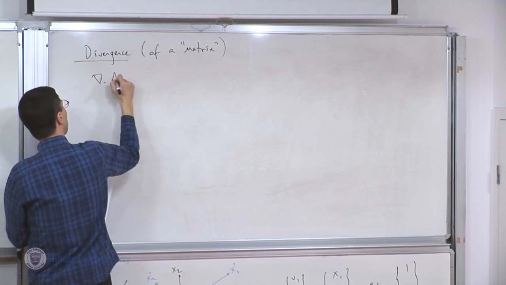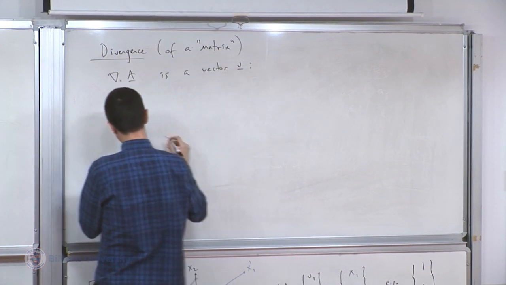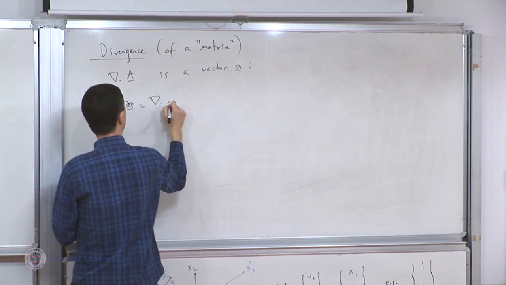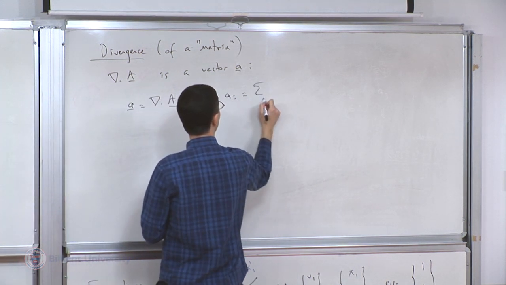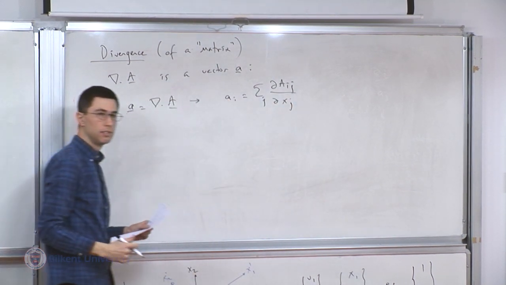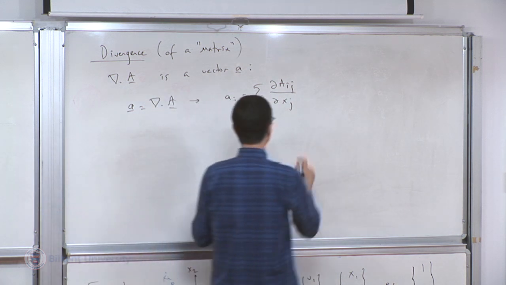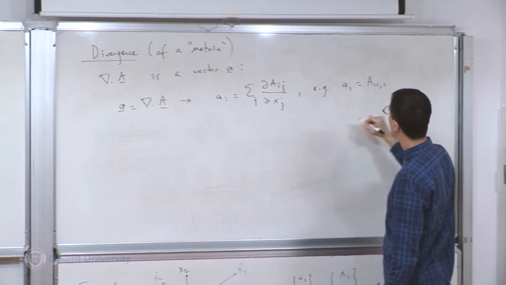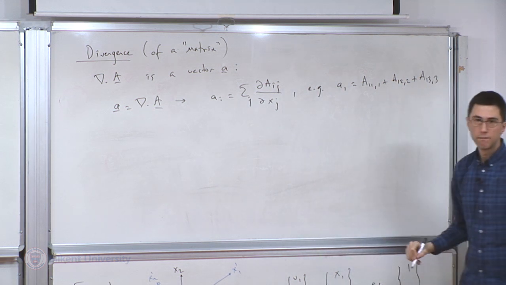When you take the divergence of a matrix, it sends you back to a vector. Let's call that vector a. a is equal to the divergence of capital A, and the components of a are defined to be del Aij over del xj. That's the definition of the divergence. So for instance, a1 would be A11,1 plus A12,2 plus A13,3.